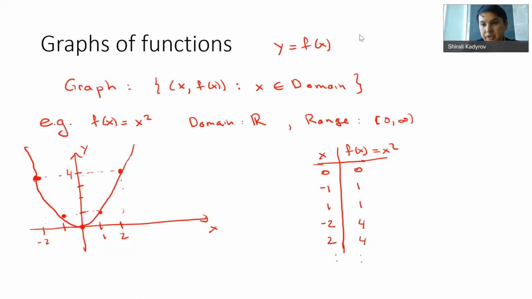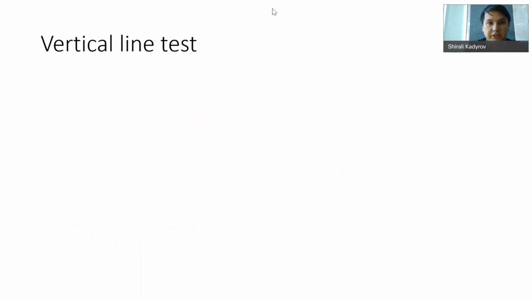Now that we know the meaning of graph, we can discuss the next objective. So our next objective is the vertical line test. So you remember this uniqueness, the domain we can think of as the set of children, the range or codomain we think of as the set of mothers, right? So what is the vertical line test? So the vertical line test says the following.